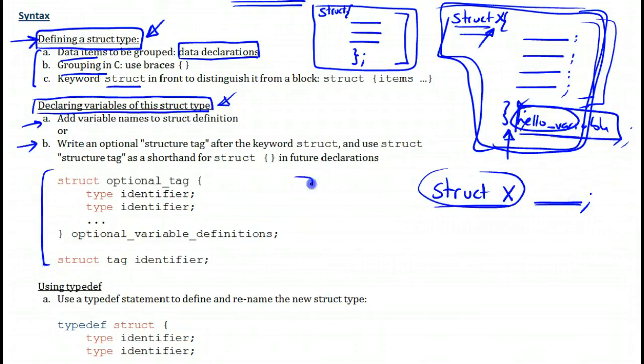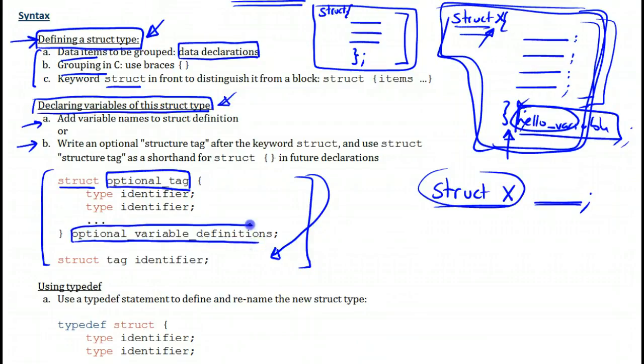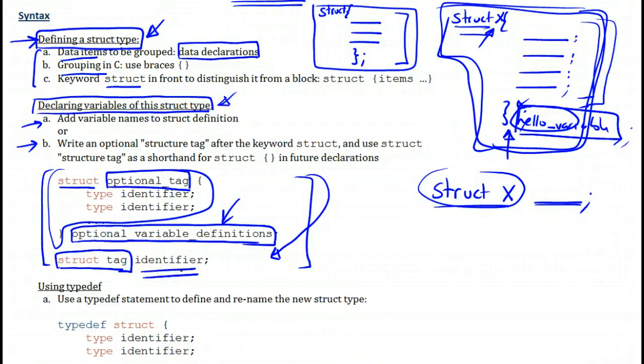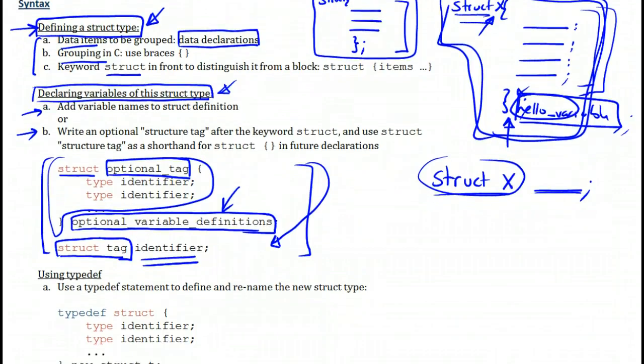And so this is the general form of the struct. You have the struct keyword right here. You have an optional tag. And the purpose of that tag is so that we could later on declare variables of this struct type. And then you could also have some variable declarations or definitions right after the struct. So you will define your struct type right here, and then you could have some optional variable definitions, or you could also do it this way by using struct and your optional tag that you would have created here. You would use struct, that tag, and then declare variables that way later on. So this is the general form of the struct type, the struct syntax.